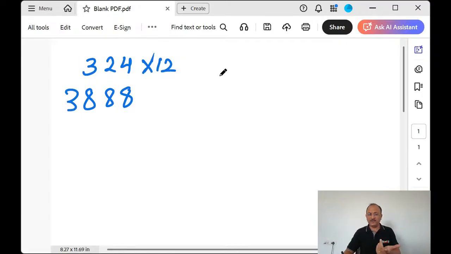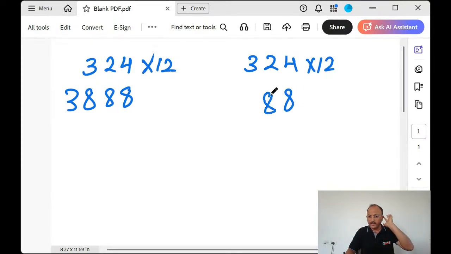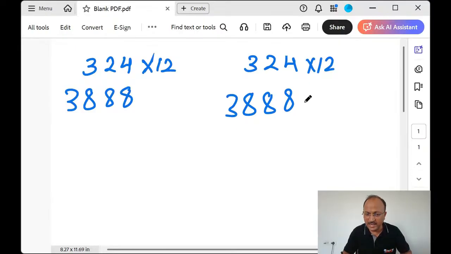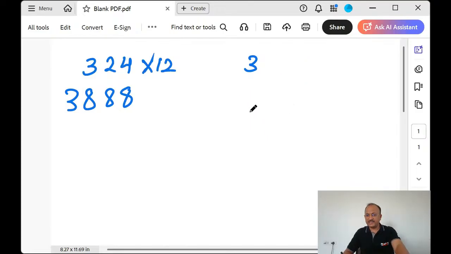Because I'm explaining and writing, I'm taking more time. Or else, how do you write? 324 into 12 means everything you will be doing in mind. 8, 8, 8, 3. With this much time, I hardly took 2 seconds, correct? You people can definitely write the answer. Let's take the second one.